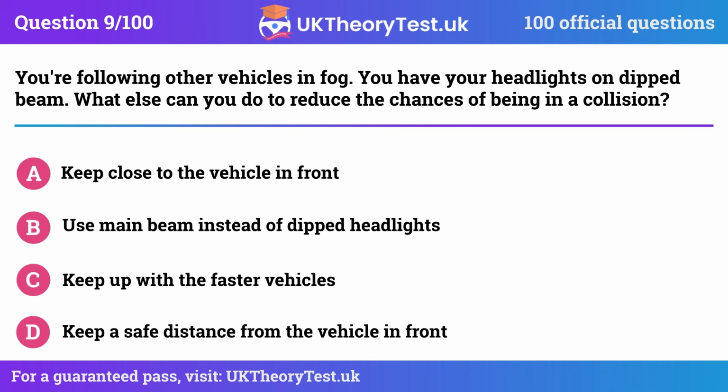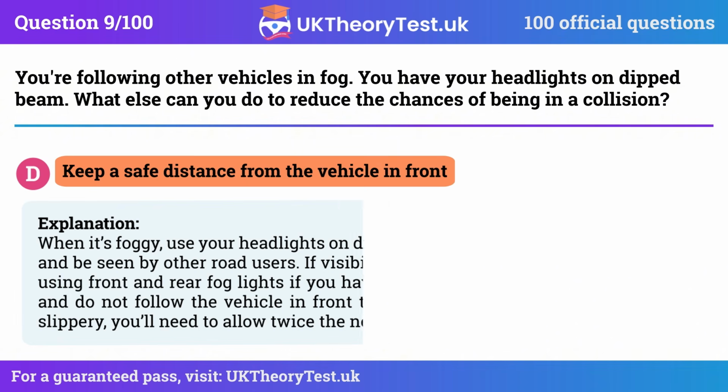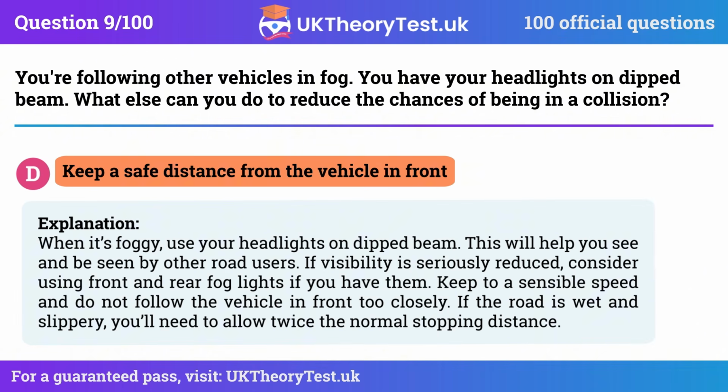The correct answer is D. Keep a safe distance from the vehicle in front. Explanation: when it's foggy, use your headlights on dipped beam. This will help you see and be seen by other road users. If visibility is seriously reduced, consider using front and rear fog lights if you have them. Keep to a sensible speed, and do not follow the vehicle in front too closely. If the road is wet and slippery, you'll need to allow twice the normal stopping distance.